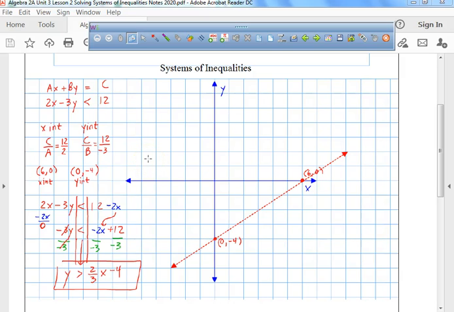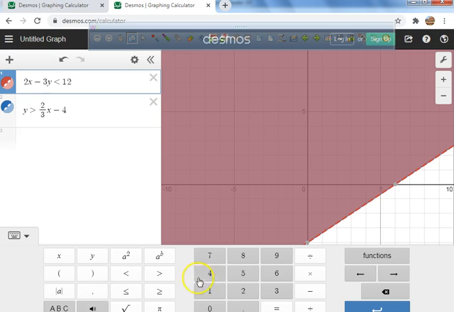All right, we are continuing with systems of inequalities. We did this yesterday, and what I told all my students to do was to go to Desmos and type both of them in. Now, what do you guys notice about these two equations that I typed into Desmos? They are exactly the same. This one is in standard form, and this one is in slope-intercept form.